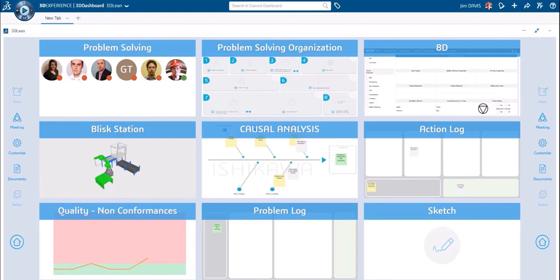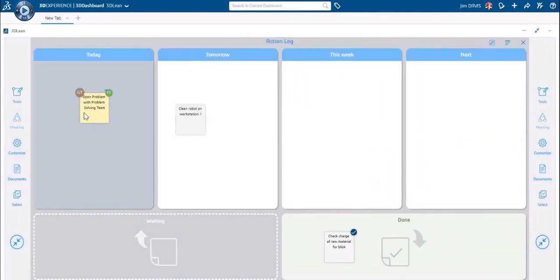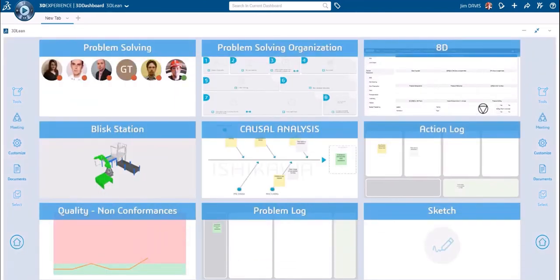So again, you'll see a familiar interface, but a different adaptation again to a different team, different context, and different purpose. In this case, trying to find some root cause analysis behind what might be causing this particular production problem. So if we look at our action log, this is where we'd start. Here's the problem that we're working on with the problem solving team. So that's now moving into what we're going to work on straight away.